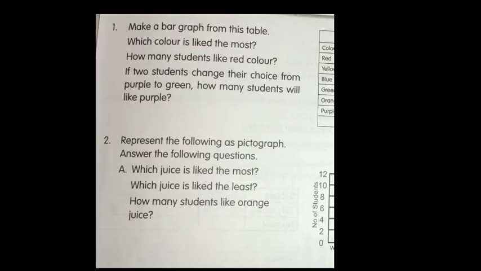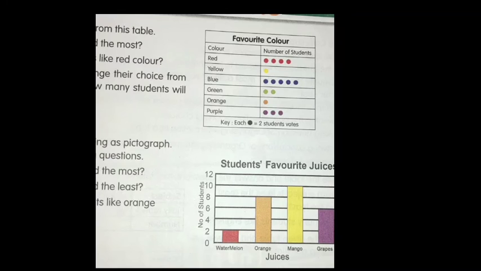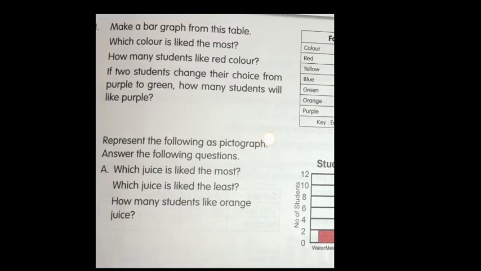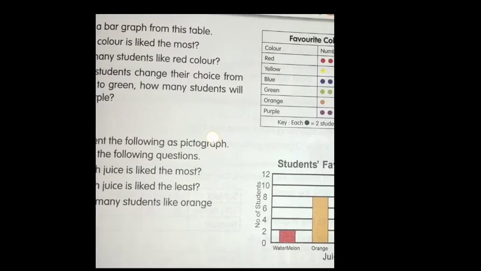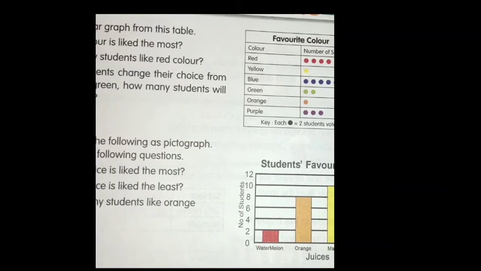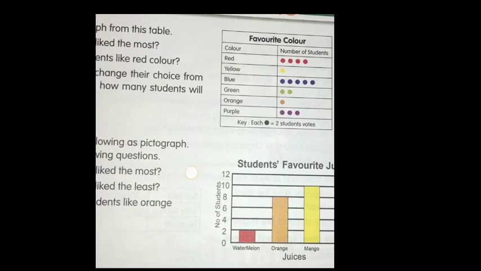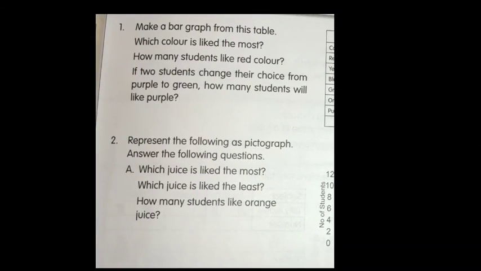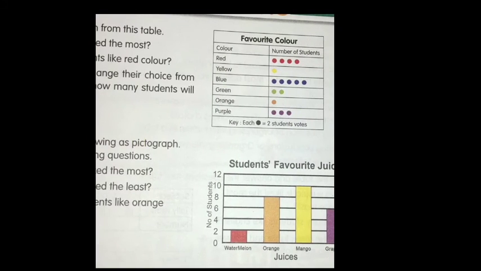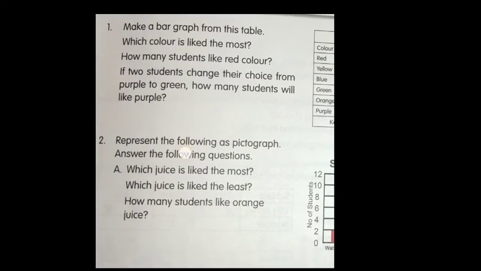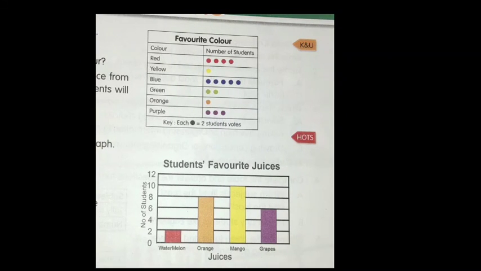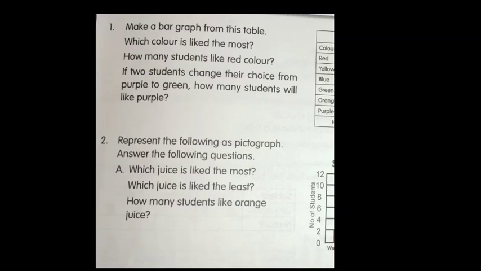Here, how many students liked the red color? Okay, which color is liked most? Now the blue color is liked the most. How many students liked red color? Here red color, 8 students. If 2 students change their choice from purple to green: in the purple 3 is there, purple to green. Here green is 2 and 2 is adding, means 4 twos are 8. How many students will like purple? Only 2 students. Okay, now we have to observe another graph also.